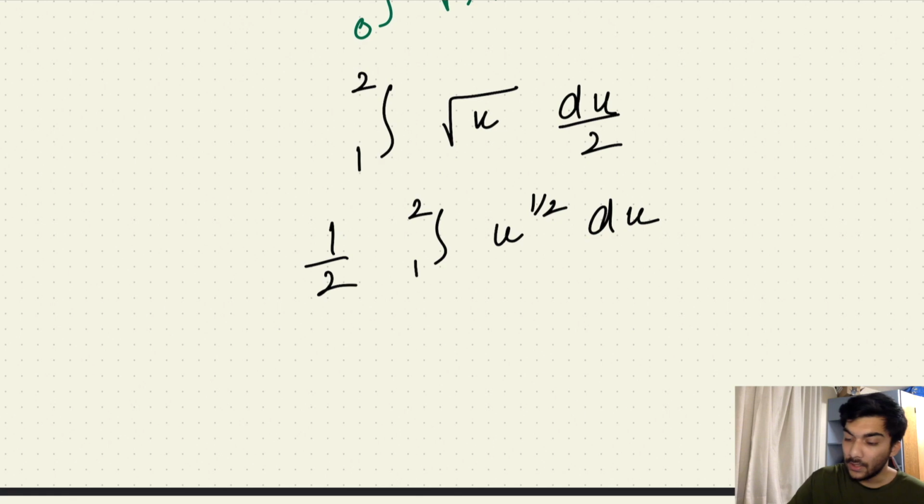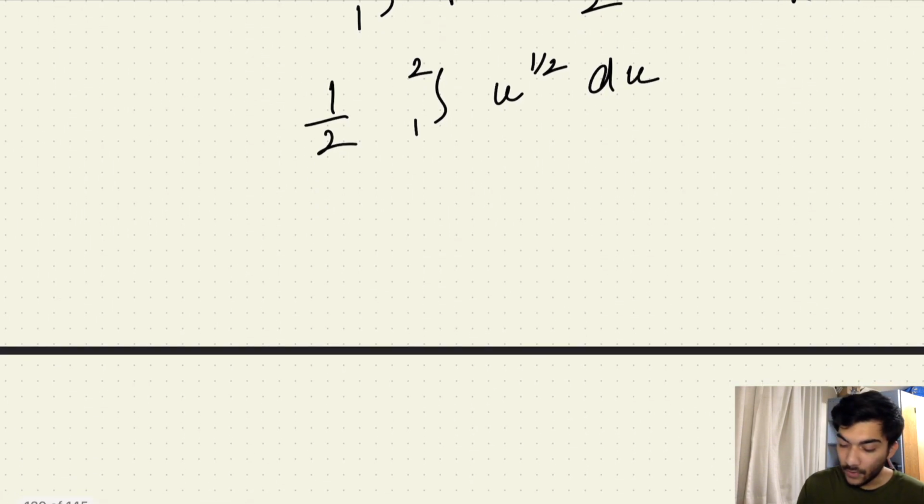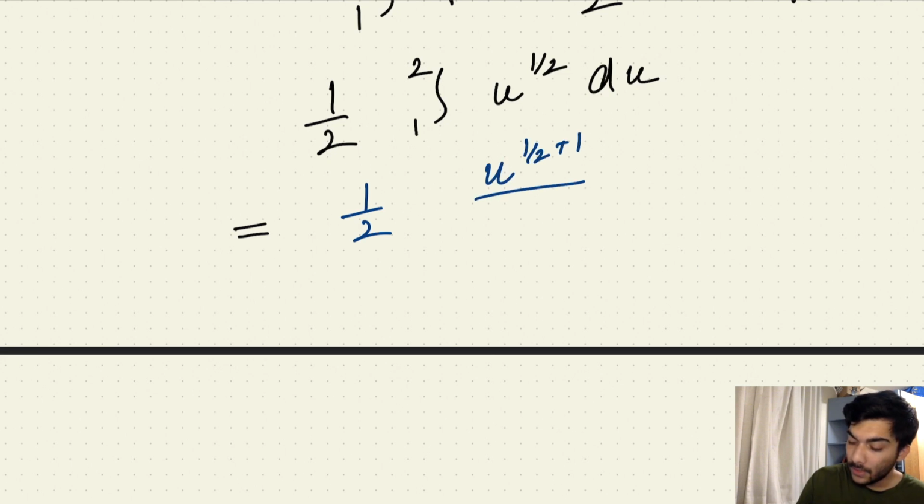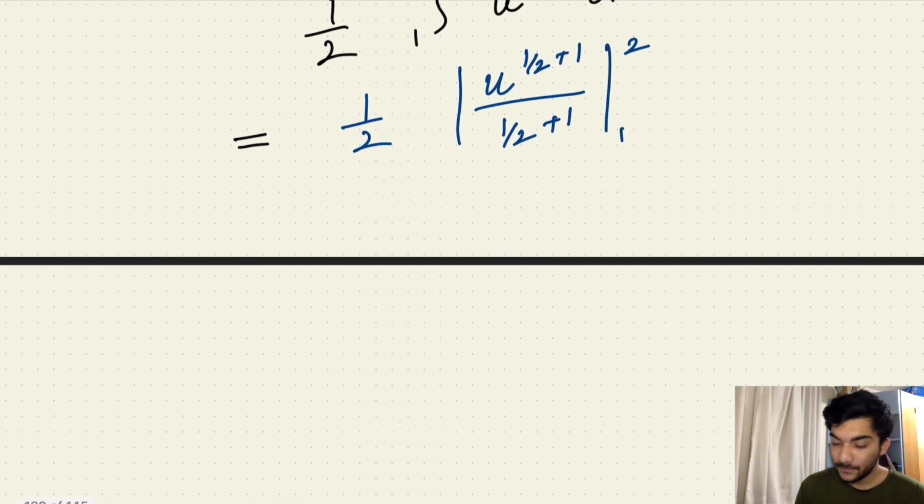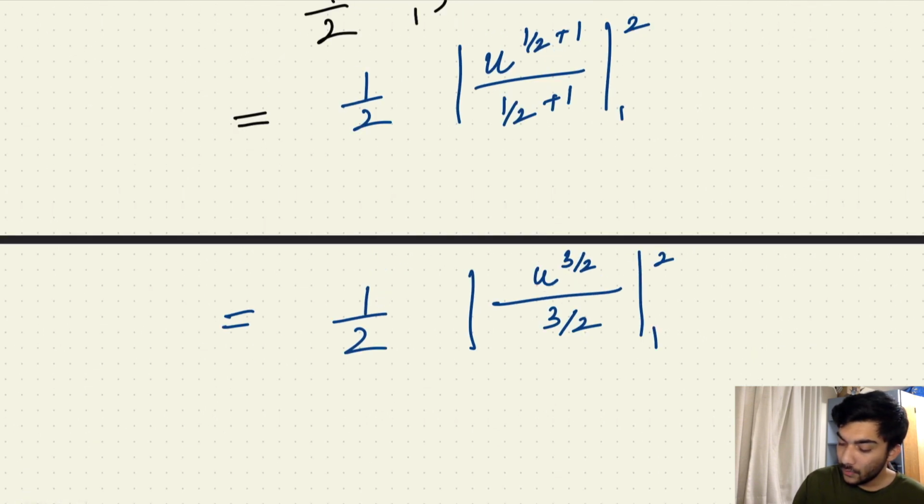And we can use that formula that whenever we have to calculate the integral of u to the power n du, you can write this integral as u to the power n plus 1 upon n plus 1 plus the constant of integration. So we'll use the same formula. So the answer would be, in this case, half times u to the power 1 half plus 1 upon 1 half plus 1 with the endpoints 1 and 2. So now this becomes 1 by 2 times u to the power 3 by 2 upon 3 by 2, with the endpoints 1 and 2.